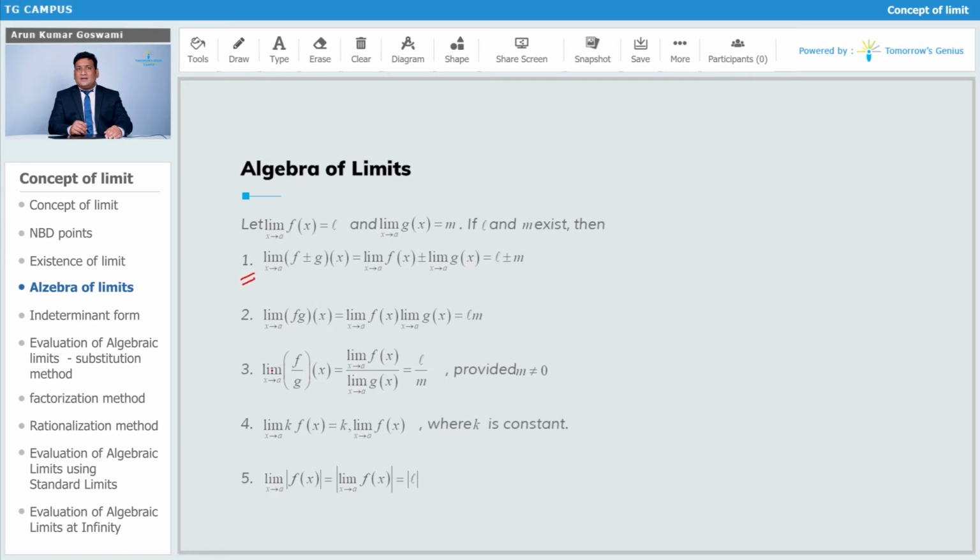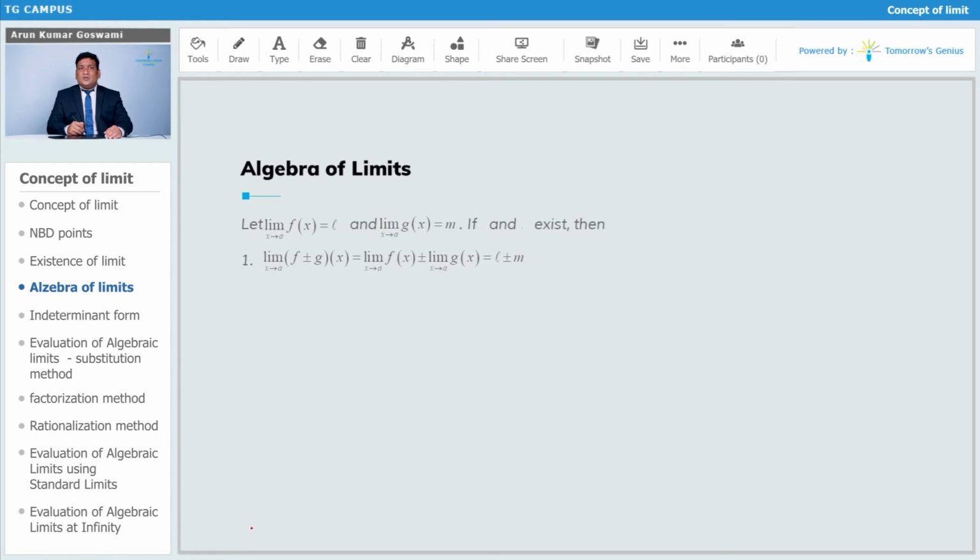Similarly, we have a product, we have division, and we have a scalar multiple. The fourth one is scalar multiple, and the fifth one is mod. Let's discuss this one by one. The first limit I have is addition and subtraction. If I take an example for this, it will be much better.